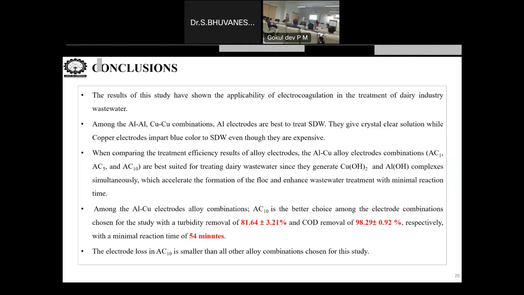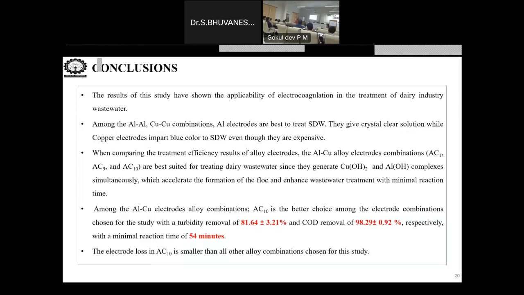Conclusion. What is the conclusion? Among the aluminium copper electrode alloy combinations, AC10 is the best choice, with turbidity removal of 81.64 and COD removal of 98.29 with a minimal reaction time of 54 minutes. In 54 minutes, turbidity can be removed by 81% and COD by 98%.